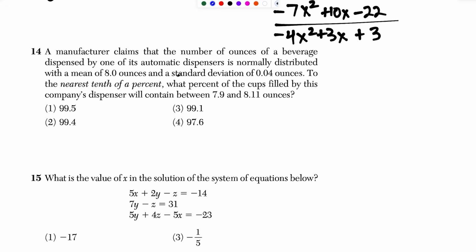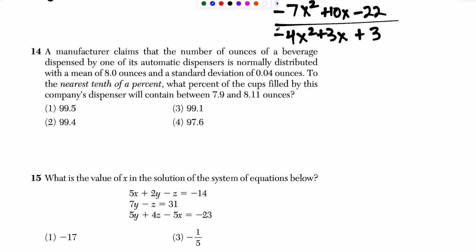Question 14, a manufacturer claims that the number of ounces of a beverage dispensed by one of its automatic dispensers is normally distributed with a mean of 8 ounces and a standard deviation of 0.04 ounces. To the nearest tenth of a percent, what percent of the cups filled by this company's dispenser will contain between 7.9 and 8.11 ounces?